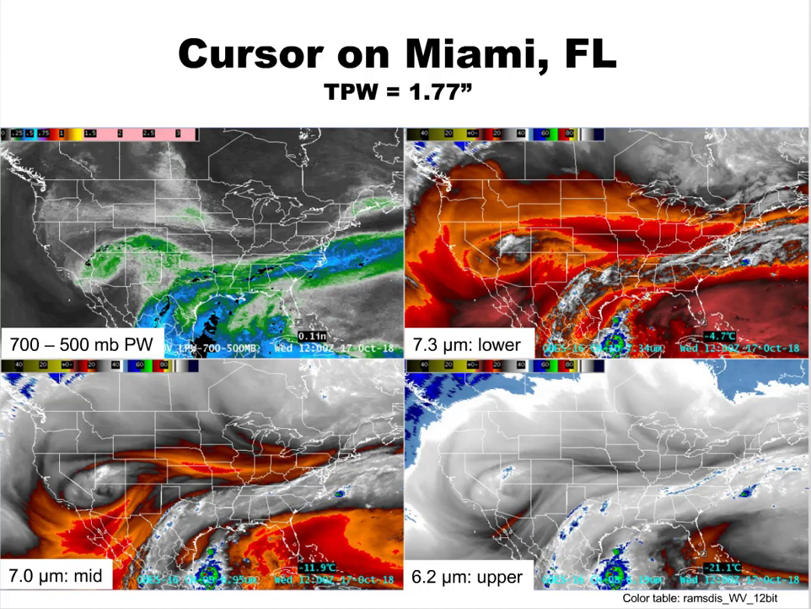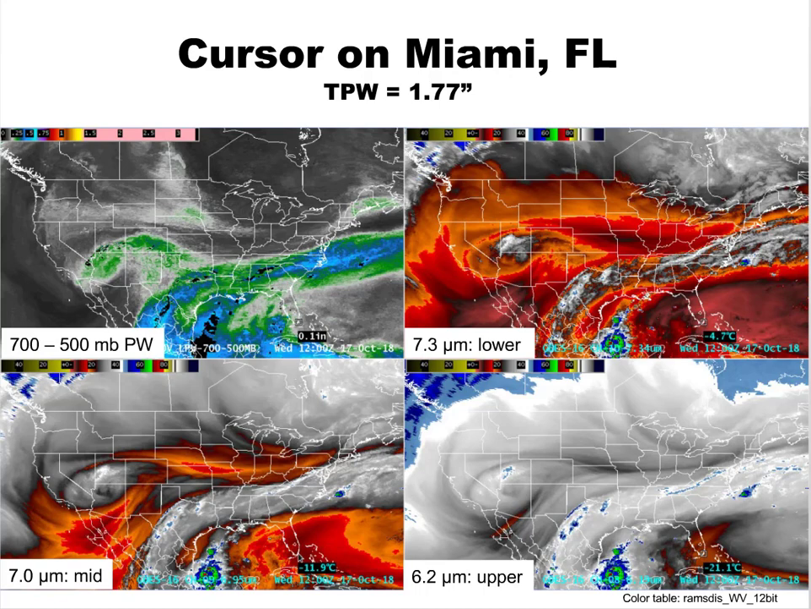Consider the AWIPS cursor readout over Miami, Florida. This is within a region of obvious warm brightness temperatures in all 3 GOES 16 water vapor bands. It may be tempting to consider this region as dry compared to other regions with much cooler brightness temperatures. Remember to interpret this imagery as the net temperature of the moisture in the layer the sensor is seeing. In the 7.0 micron band, for example, the brightness temperature is about minus 12 degrees Celsius.